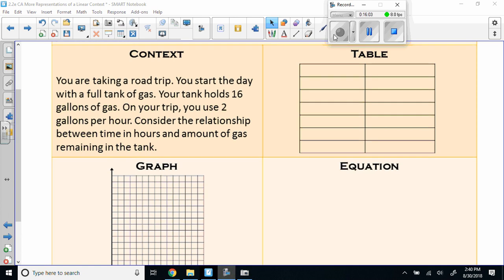Come on now. Now, let's look at the problem. We're taking a road trip, right? You start the day with a full tank of gas. Your tank holds 16 gallons of gas. On your trip, you use 2 gallons per hour. Consider the relationship between time in hours and amount of gas remaining in the tank.